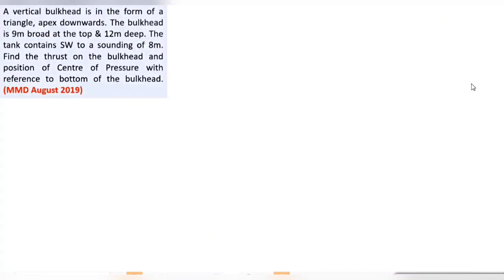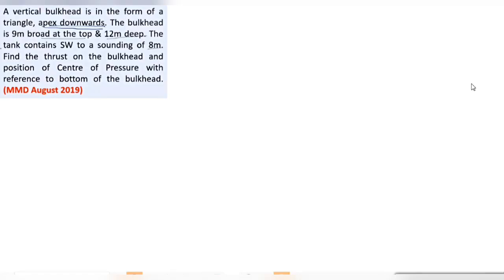Okay, let me take this one also, and then maybe I'll seek your help. A vertical bulkhead is in the form of a triangle, apex downwards. Read this carefully. Sometimes the apex is given upwards also. So be careful, guys. The bulkhead is 9 meters broad at top and 12 meters deep. The tank contains seawater to a sounding of 8 meters.